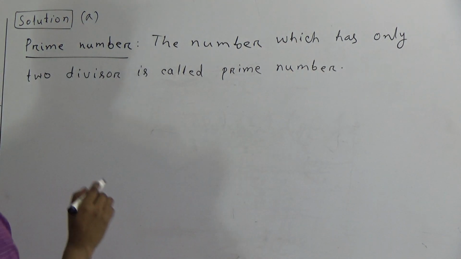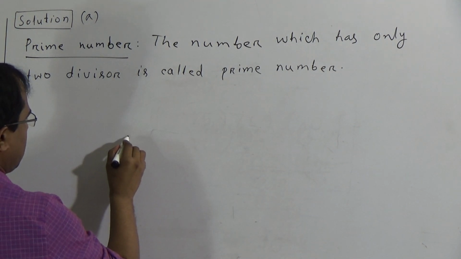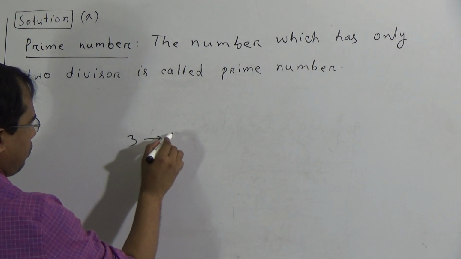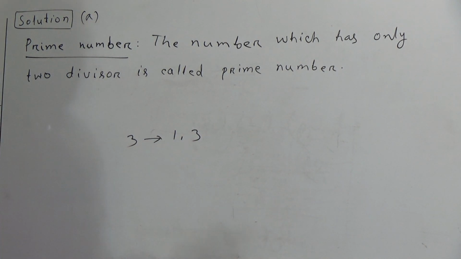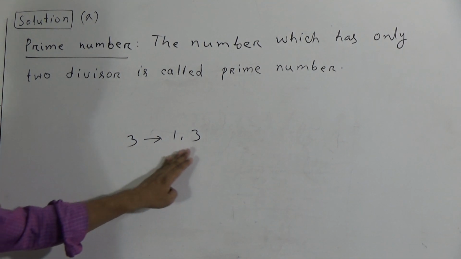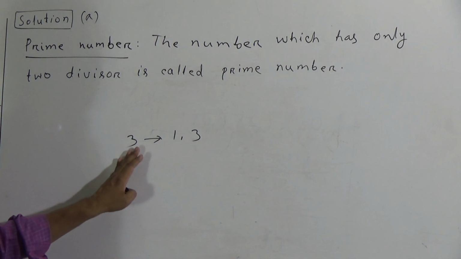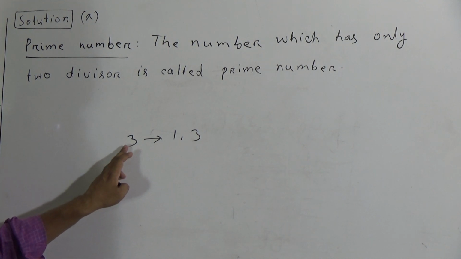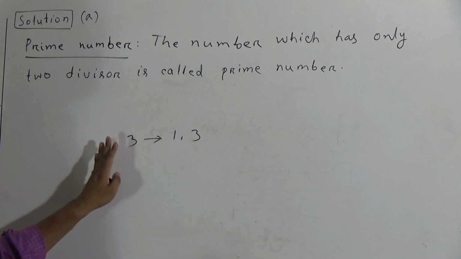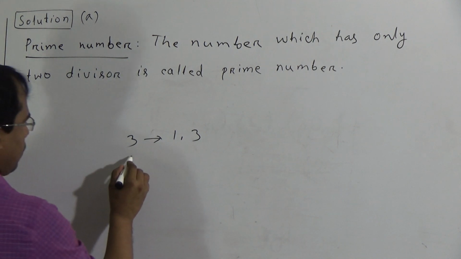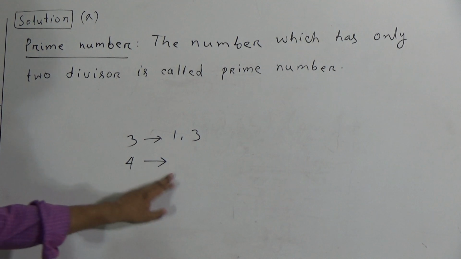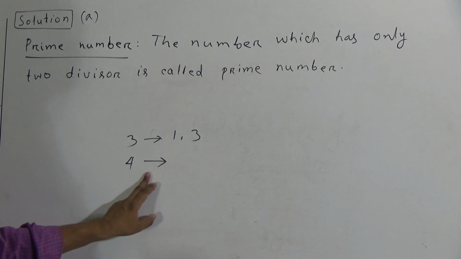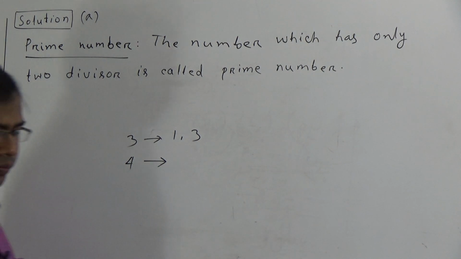Here we are considering a number 3. It has only two divisors, 1 and 3. If we divide 3 by 1, then the remainder will be 0. If we divide 3 by 3, then the remainder will be 0. Without 1 and 3, there is no other number by which we divide 3 and the remainder will be 0. So 3 is a prime number. If we consider 4, it has 3 divisors, 1, 2 and 4. So 4 is not a prime number.